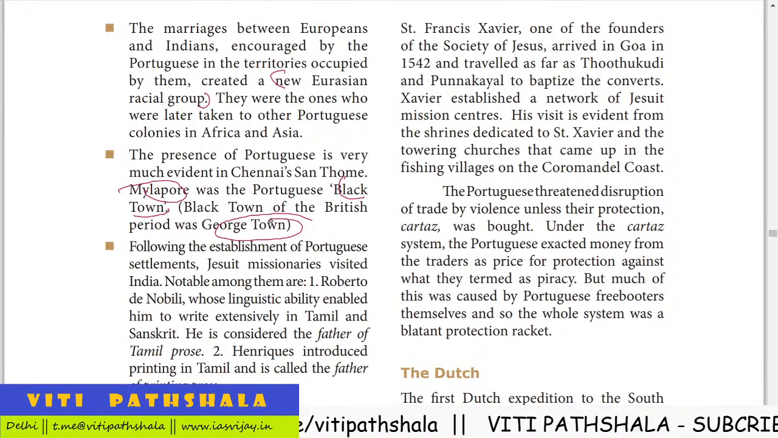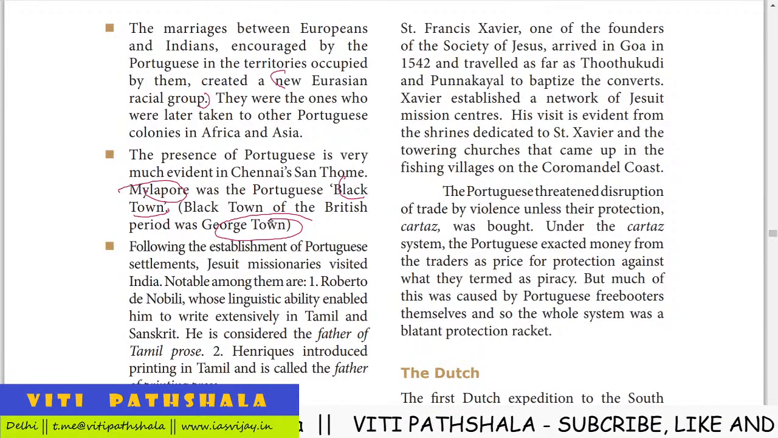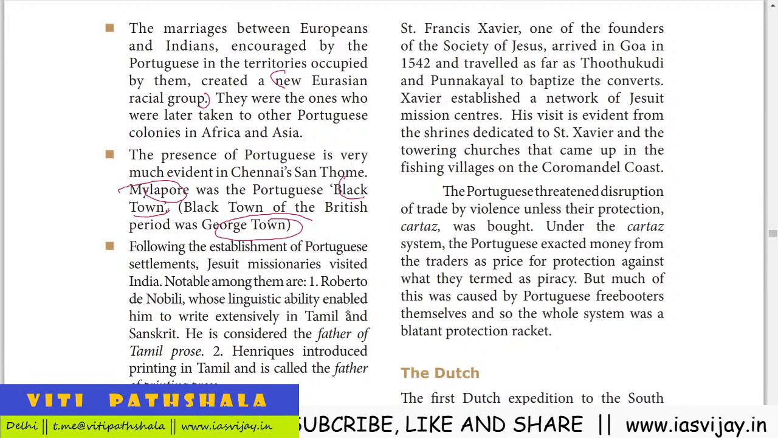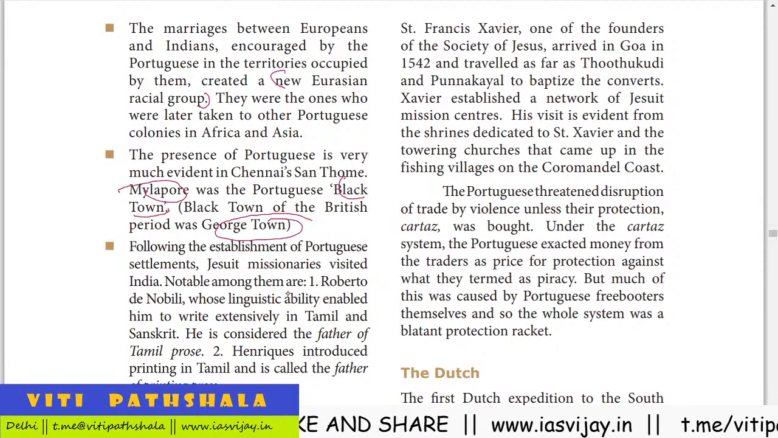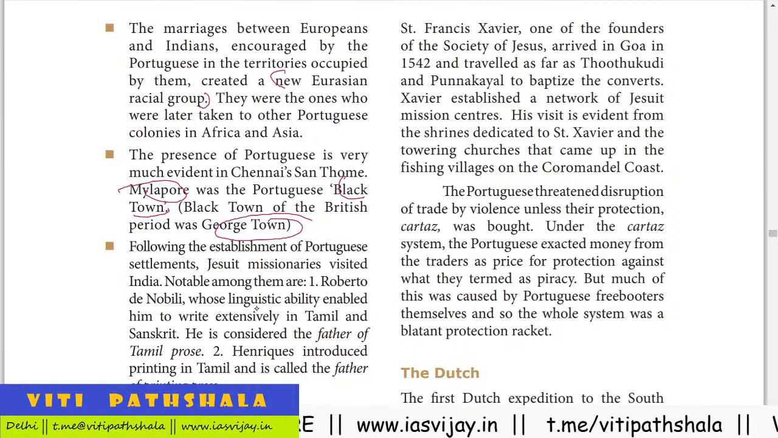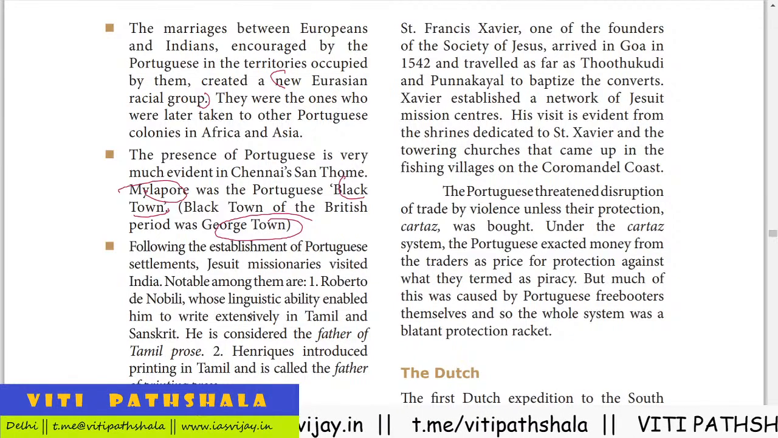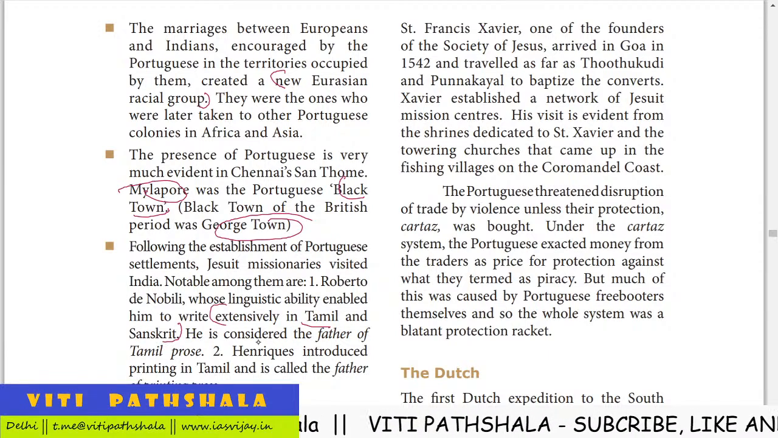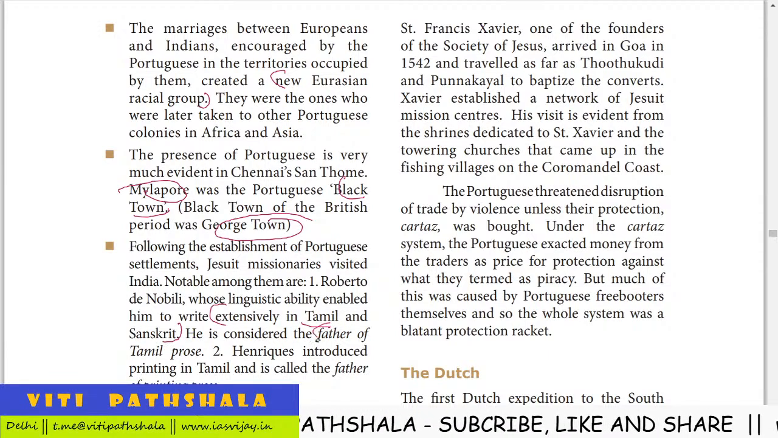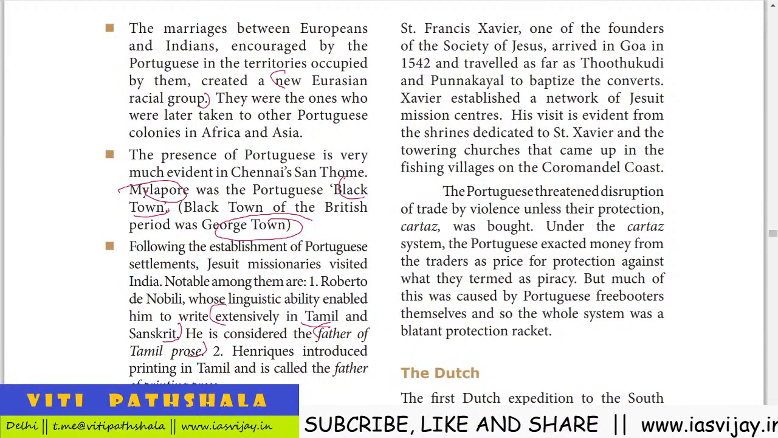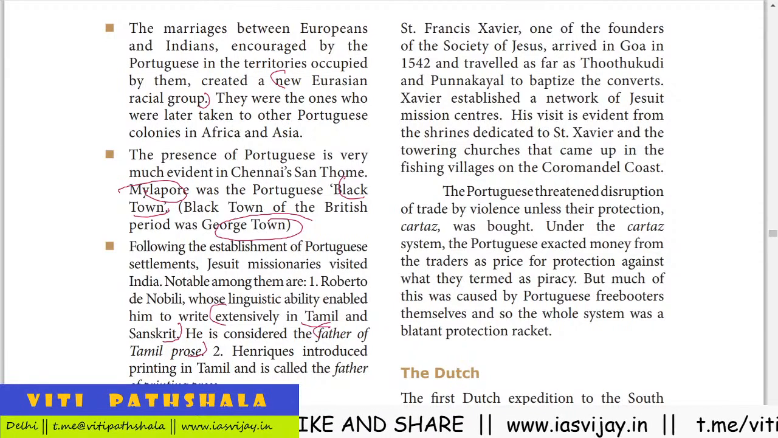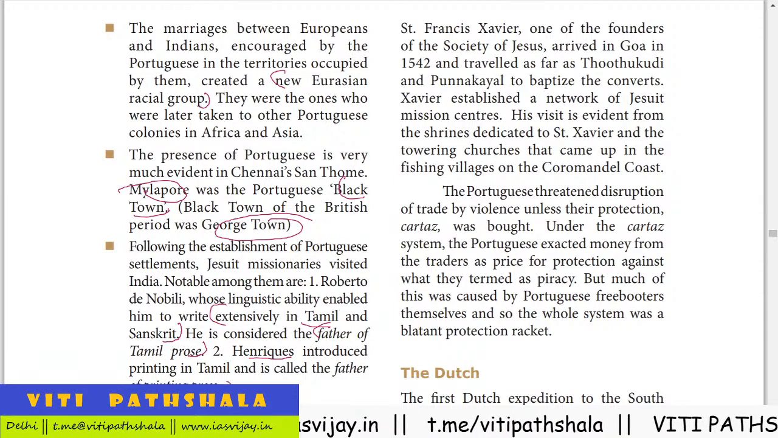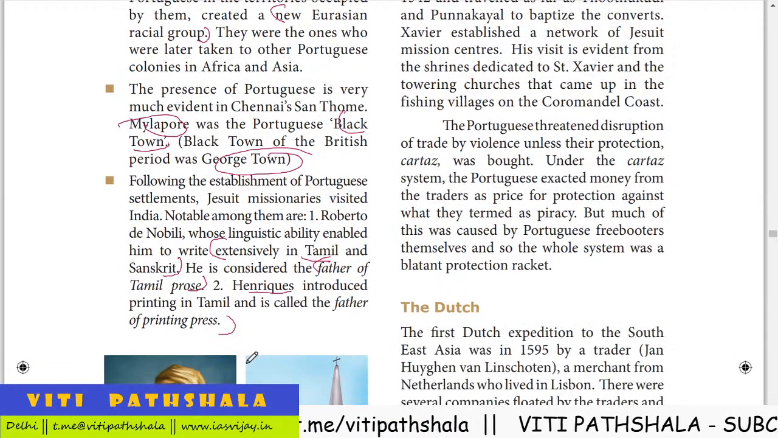Now, following the establishment of the Portuguese settlement, Jesuit missionaries visited India. Notable among them was Roberto de Nobili, whose linguistic ability enabled him to write extensively in Tamil and Sanskrit. He is considered the father of Tamil prose. Now, Henry Henriques introduced printing in Tamil and is called the father of the printing press.